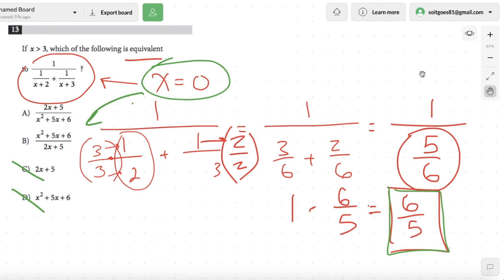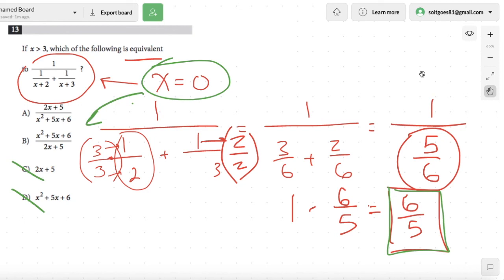But it's a way of looking at it. That's what I'm trying to teach you. You don't even have to calculate everything here. You can eliminate C and D right off the bat once you realize that there's no way C and D are going to give you a fraction. And if you needed to, you could calculate them just by looking at them. C is going to be 5. D is going to be 6 when x is 0. Easy. Any questions?